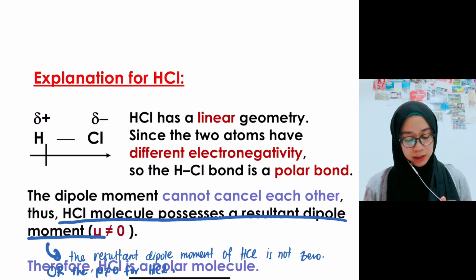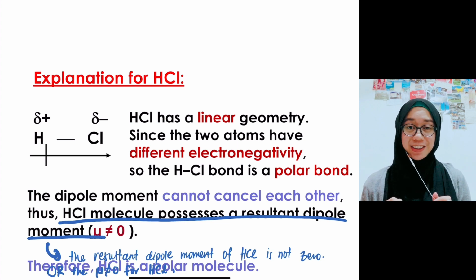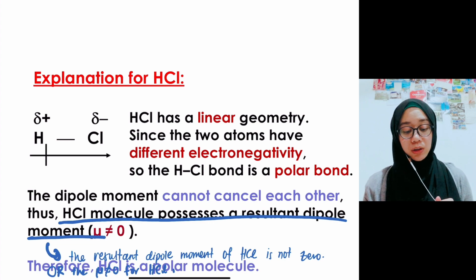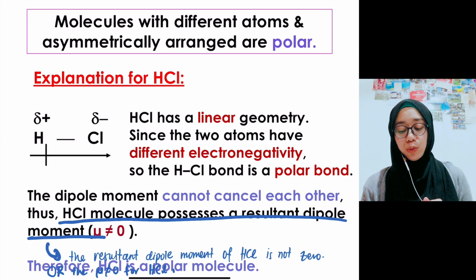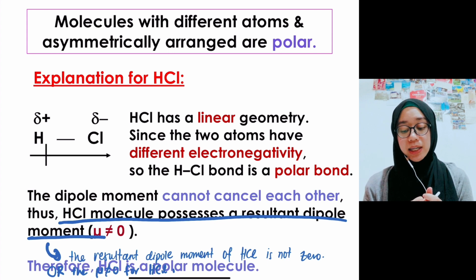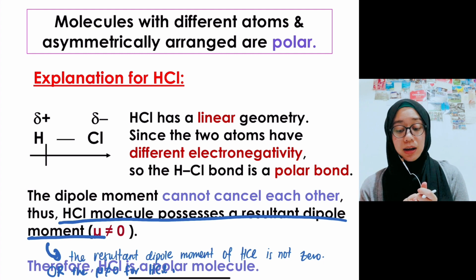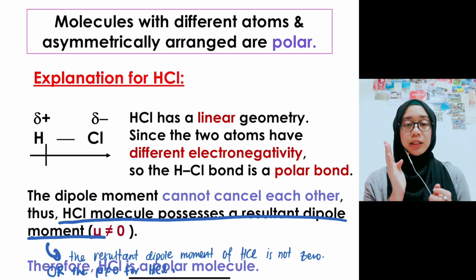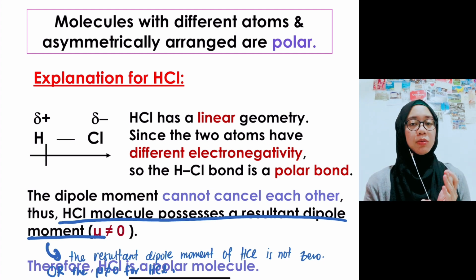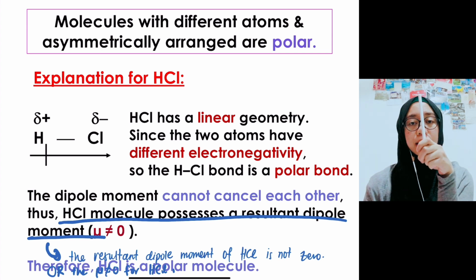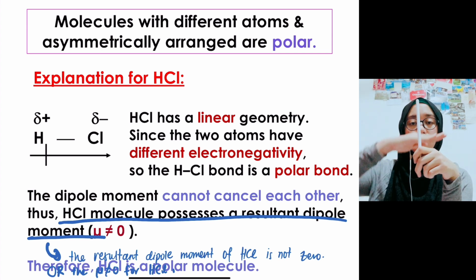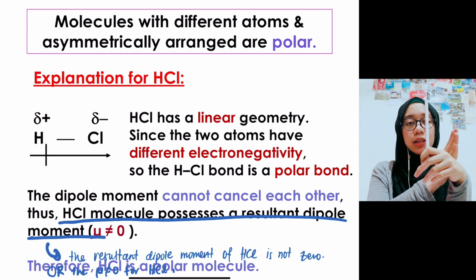Oh my god. Okay, so ada muncul kat bawah tu. Therefore, HCl is a polar molecule. Hopefully kamu nampak lah. Okay, jadi ini adalah bila kita tengok contoh a molecule with different atom. Okay, different atom and asymmetrically arranged. They are polar. So, asymmetrically ni sebenarnya kamu boleh nampak bila kamu bahagi dua antara H dengan Cl tu. Okay, so antara H dengan Cl, satu H sini, satu Cl kat sini.